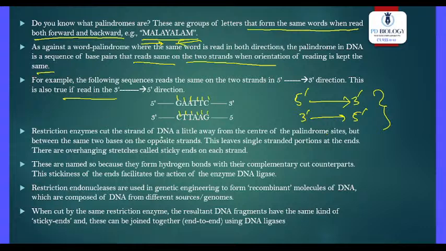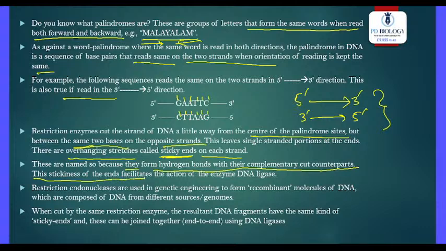Restriction enzymes cut the strand of DNA a little away from the center of the palindromic site, but between the same two bases on opposite strands. This leaves single-stranded portions at the ends. There are overhanging stretches called sticky ends on each strand. These are named so because they form hydrogen bonds with their complementary cut counterparts. This stickiness facilitates the action of the enzyme DNA ligase.